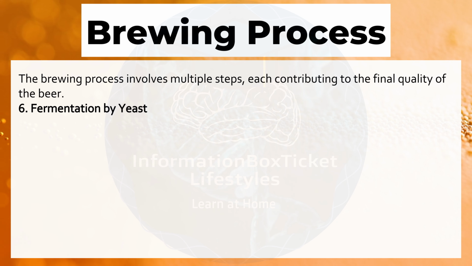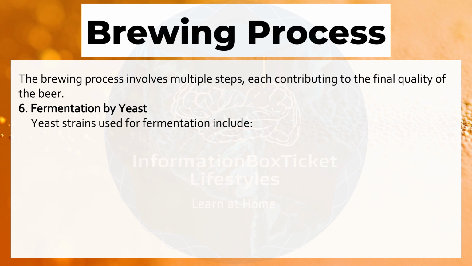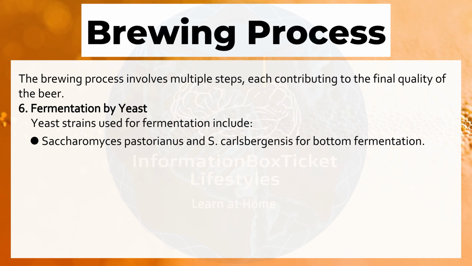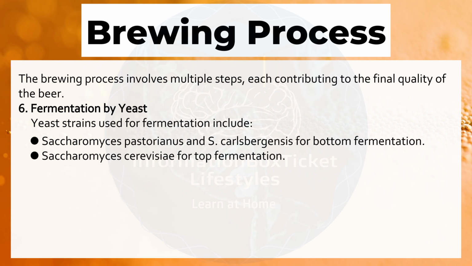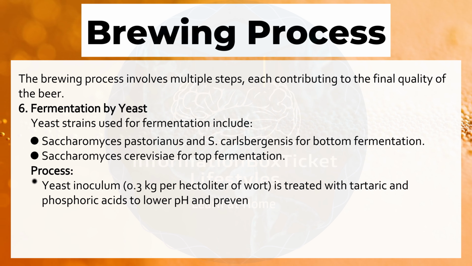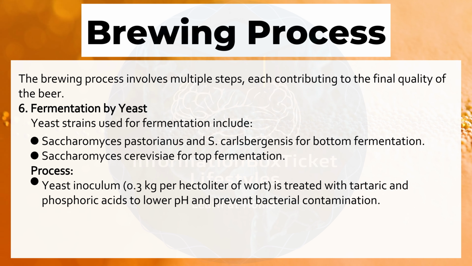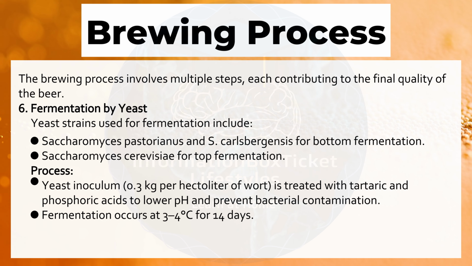6. Fermentation by yeast. Yeast strains used for fermentation include Saccharomyces pastorianus and Saccharomyces carlsbergensis for bottom fermentation, and Saccharomyces cerevisiae for top fermentation. Process. Yeast inoculum, 0.3 kilograms per hectoliter of wort, is treated with tartaric and phosphoric acids to lower pH and prevent bacterial contamination. Fermentation occurs at 3 to 4 degrees Celsius for 14 days.